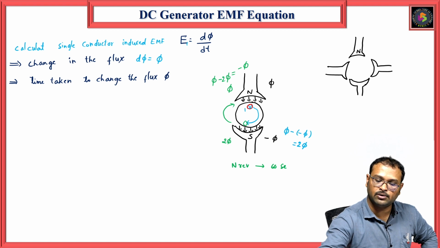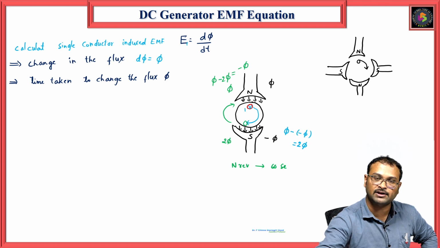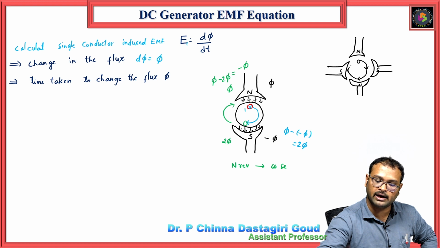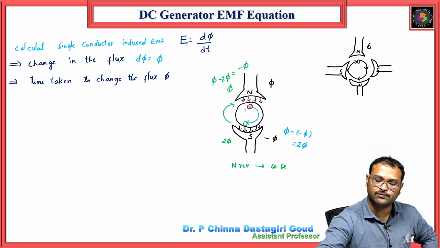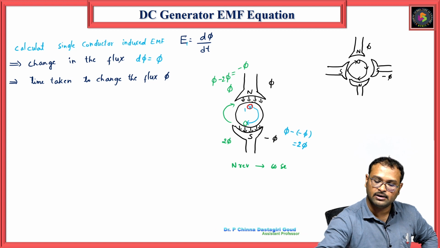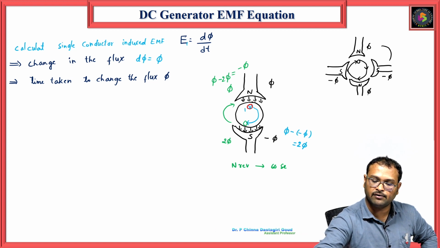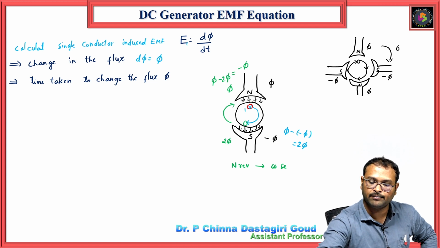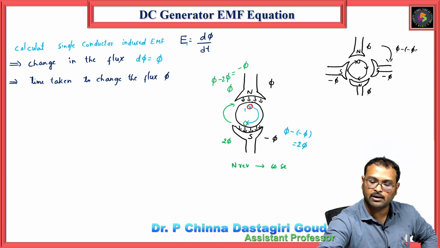So this is north pole, this is south pole, this is north pole, this is south pole. So the conductor will move from this point to this point. One time flux changes, again one time flux changes, again and again. So this is plus phi, this is minus phi, this is plus phi, this is minus phi. And if you change the flux, phi minus (minus phi), it will become 2 phi. So the change in flux is phi.